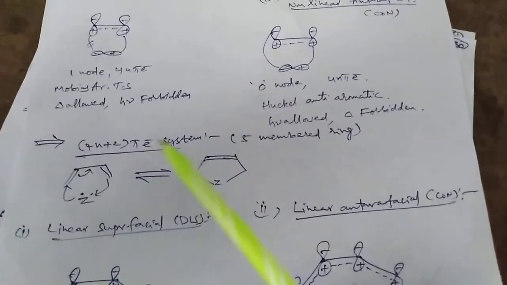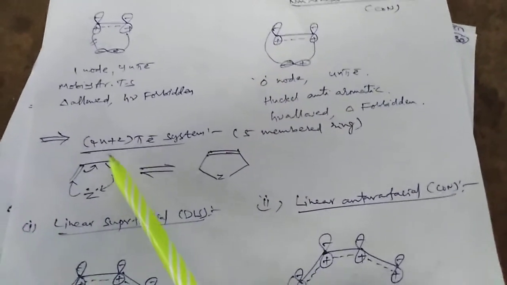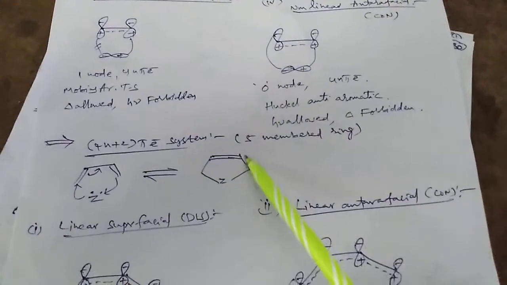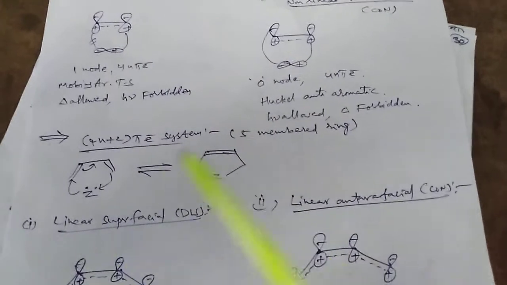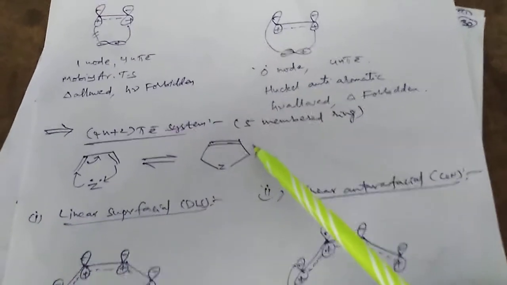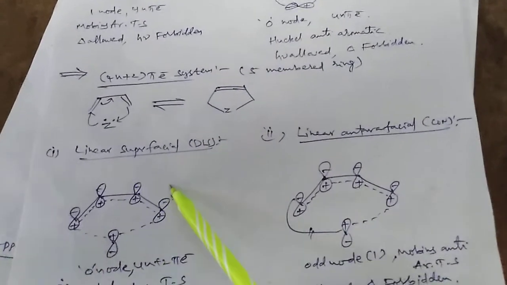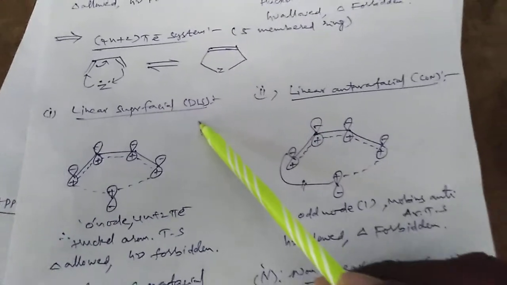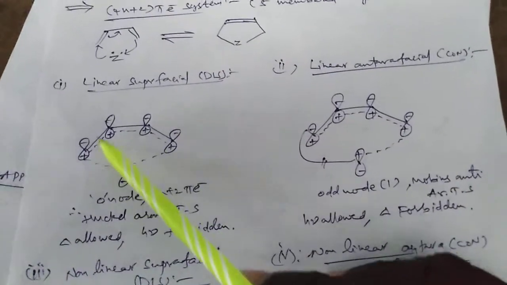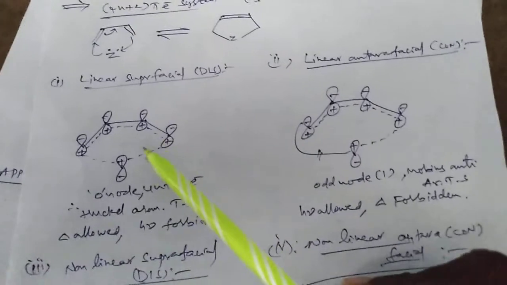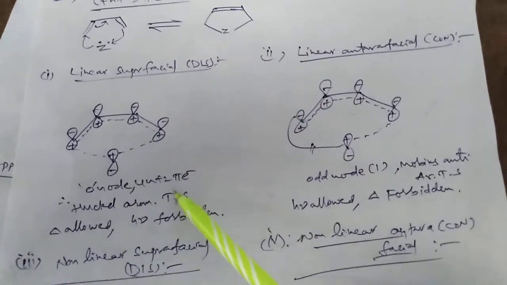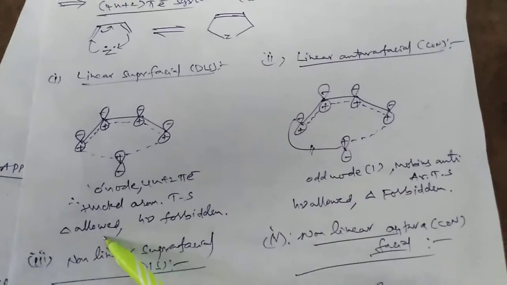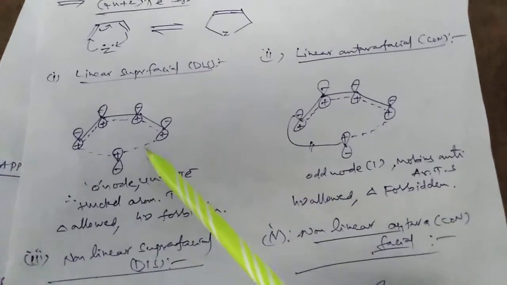Now we discuss the 4n plus 2 pi electron system. Example, a five-membered ring: 1,3-butadiene reacts with an atom and develops two new sigma bonds. First case, linear suprafacial, disrotatory mode. In this case, zero nodes are obtained. It is the example for the 4n plus 2 system, a Huckel aromatic transition state. Because of zero nodes, it is thermally allowed and photochemically forbidden.